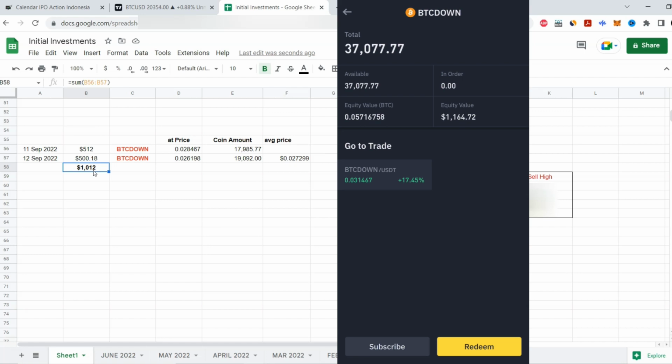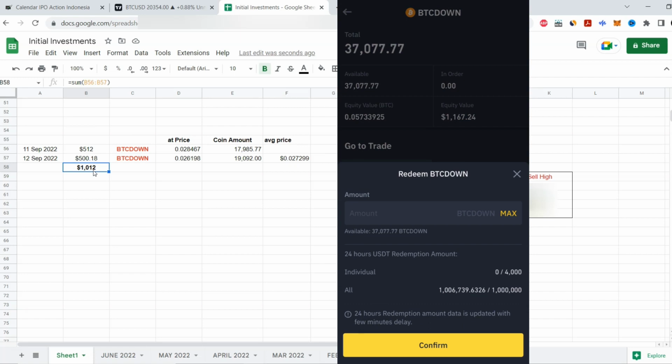I can sell it right now. I can just press redeem, click on max, and confirm. Here you can redeem it. You click on max and click on confirm. But unfortunately, I cannot redeem it because you can see I exceeded the total 24-hour redemption limit in USDT. So unfortunately, I cannot redeem everything.